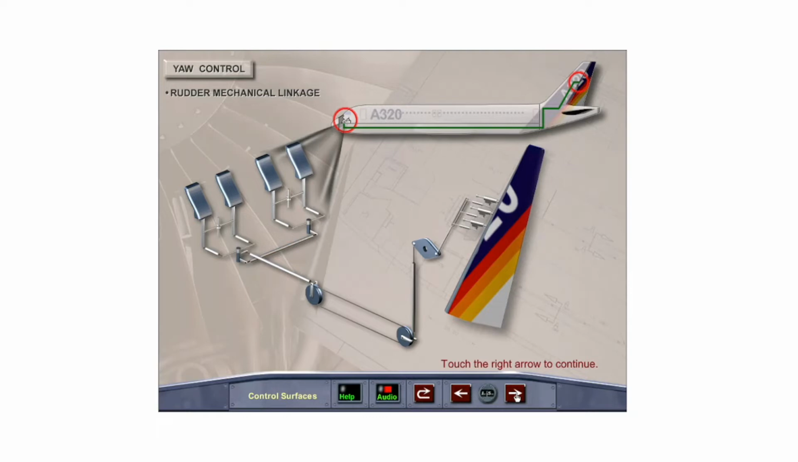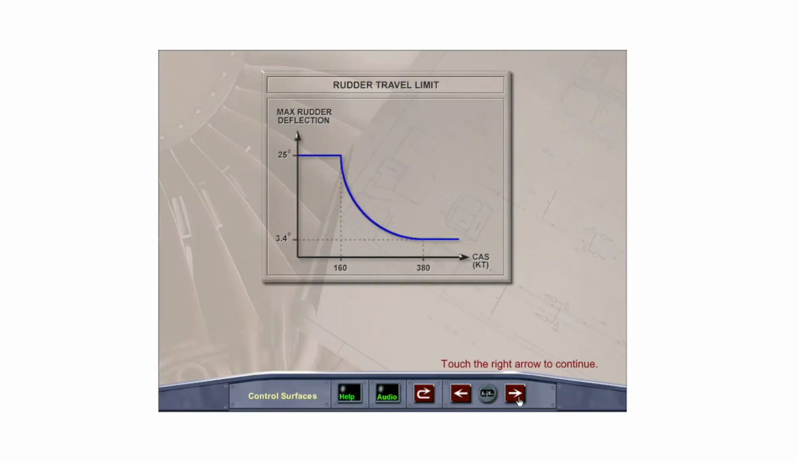The 2 sets of rudder pedals are mechanically linked to each other and to the rudder itself, and are available in manual flight for takeoff, landing, and engine-out flight. Rudder and rudder pedal deflection is limited by the FACs as a function of aircraft speed to prevent overstressing of the airframe at high speeds.